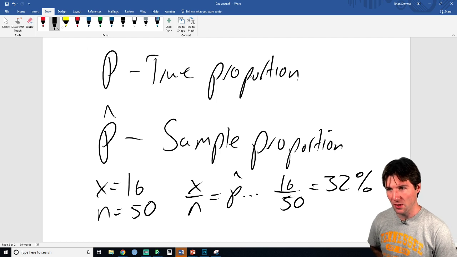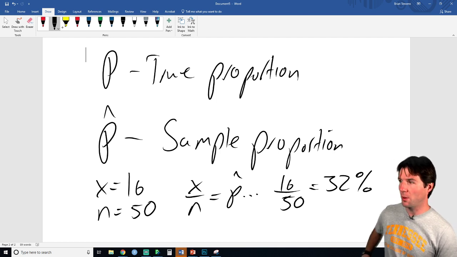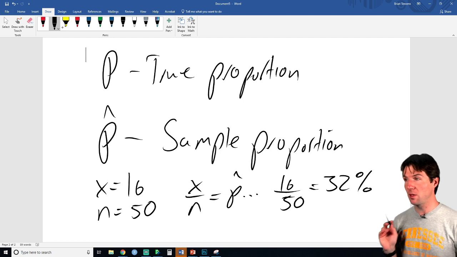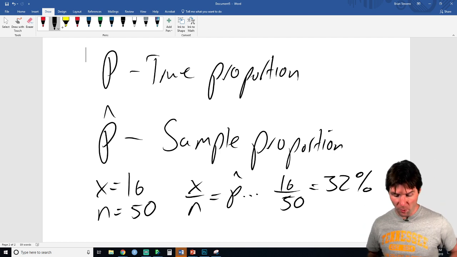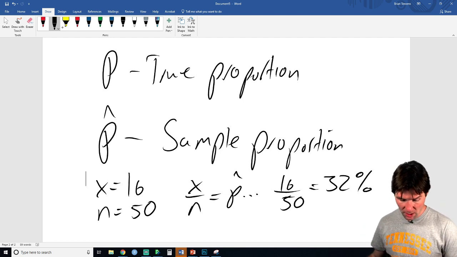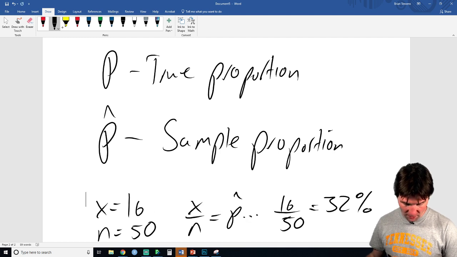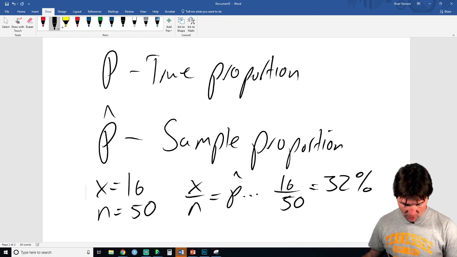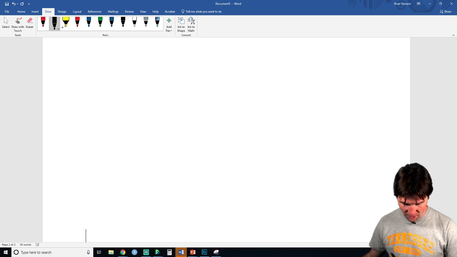Can you go over how to do probability when it says at least one? Okay, let's do one of those. Remember, you can come back and review this video. That's the difference between the true proportion and the sample proportion, and we want an at least one problem. Okay, let's do this. I'm making some blank pages.